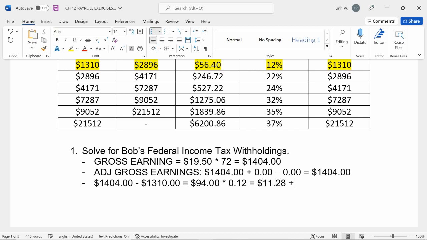$11.28, right? And then what do we do with the amount that the government is surely going to take away? We need to add that to $56.40. So in grand total, what is the total amount of withholdings? $67.68. Okay? Now, we can't stop there because of what he claimed.